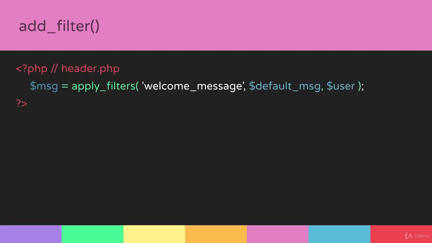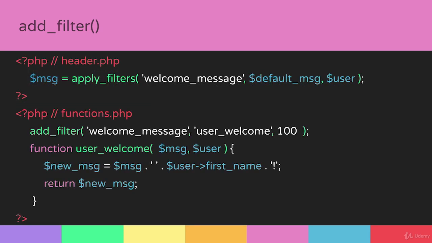So looking at add filter in action, if we in our header were applying a filter to a default message and saving that value as message, and then we'll just assume somewhere in our header that that message is displayed out. Inside of our functions.php file, or in a plugin file, which we'll learn about later, we can add a filter to that welcome message and pass that default data through our own function that we're calling here user welcome, and we're setting a priority of 100.